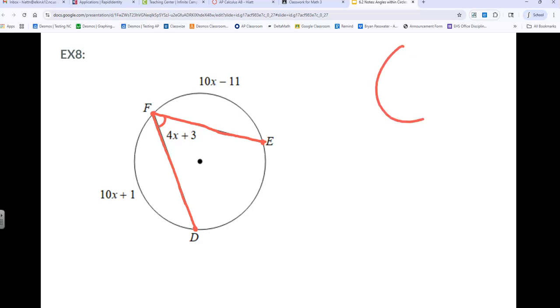So if I have an inscribed angle that looks like this, let's do an easier one. Let's say that this angle right here is 25. What would the arc that goes with it be? 25 times 2, so it would be 50, right? So if this angle right here is 4x plus 3, then arc DE would be twice that, right? It's going to be like 2 times 4x plus 3. Okay? Any ideas of how we could set up an equation from here?